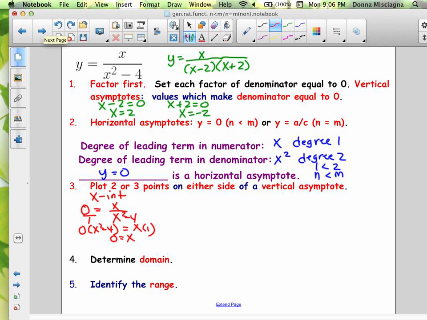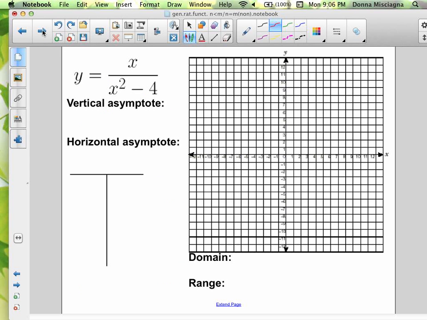And when x was 0, y was 0. Not only is that our x-intercept, it's our y-intercept. And you can see if you plug in 0 for x, you're going to have 0 over -4, which is 0. So the x-intercept and the y-intercept is the point 0, 0. So that's going to be one of our points. And obviously we cross the horizontal asymptote because the horizontal asymptote is y equals 0. The domain is going to be all values except for the vertical asymptotes, and we're going to have to use the graph to find the range. So let's go to our graph.